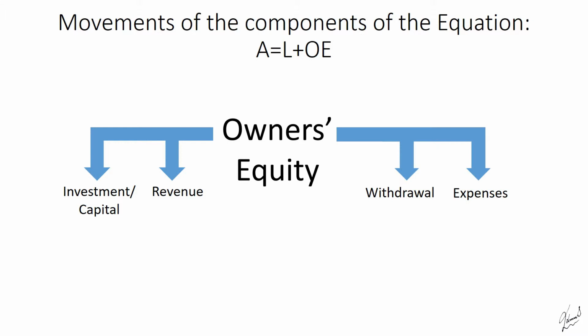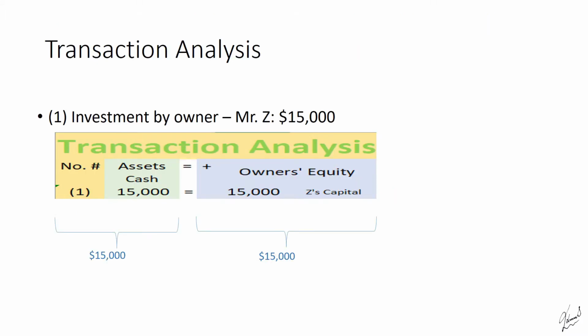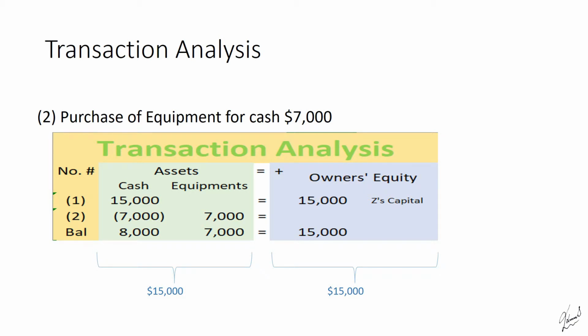When capital increases, owner's equity increases, and at the same time cash is coming inside the organization, so cash is also increased. Cash is a kind of asset, so since asset is increasing, we have put cash, a new column under the asset section, and we have put 15,000 under cash. And same thing for owner's equity, since capital has increased, it has increased owner's equity, so we have put 15,000 under owner's equity.